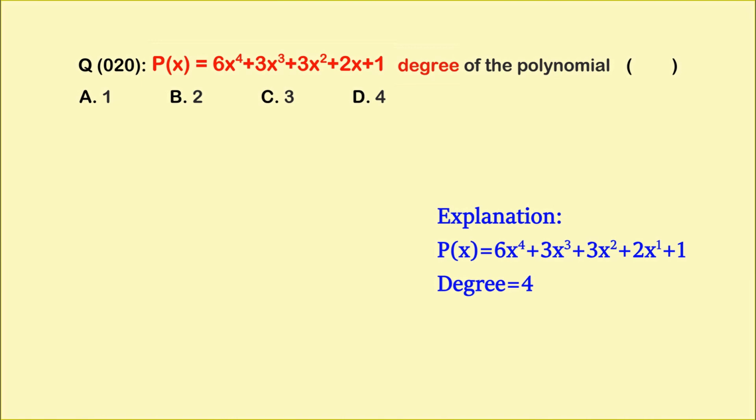As you see, the highest exponent of the polynomial is 6x to the power of 4. In this one, the power is 4. So degree also the same, power 4. So the right answer is D.